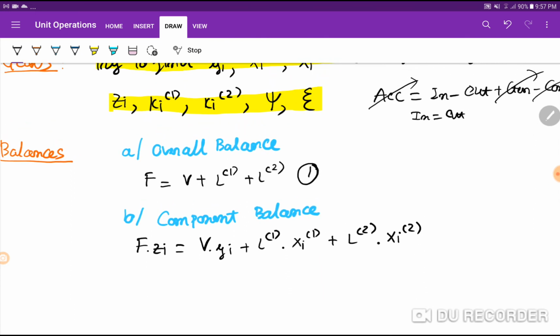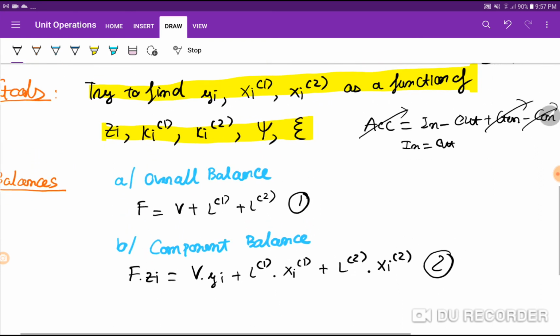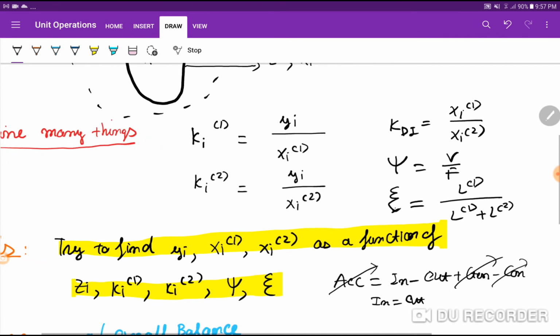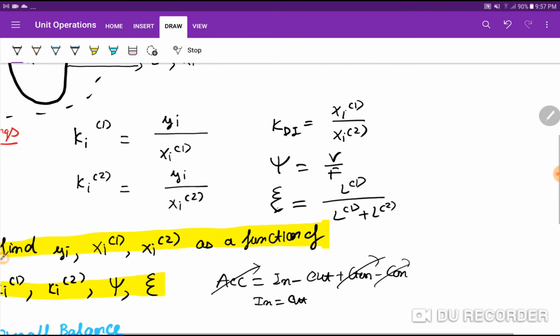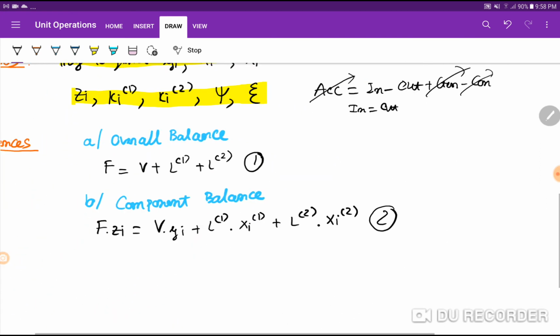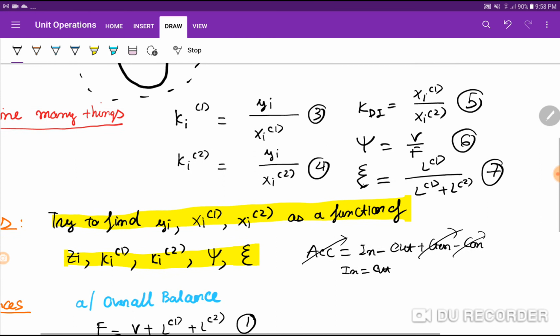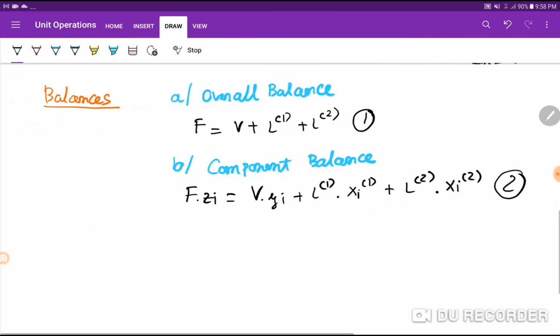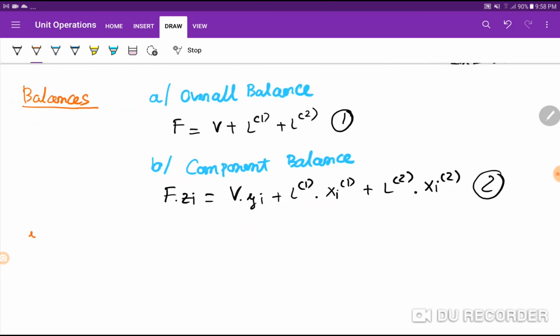Right, and then I'm gonna define this as equation 2. Okay, now I'm gonna count this 3, 4, 5, 6, 7 in case I will use it, but I don't know if I'm gonna use it. So at first I'm gonna calculate yi. So how am I gonna do it?